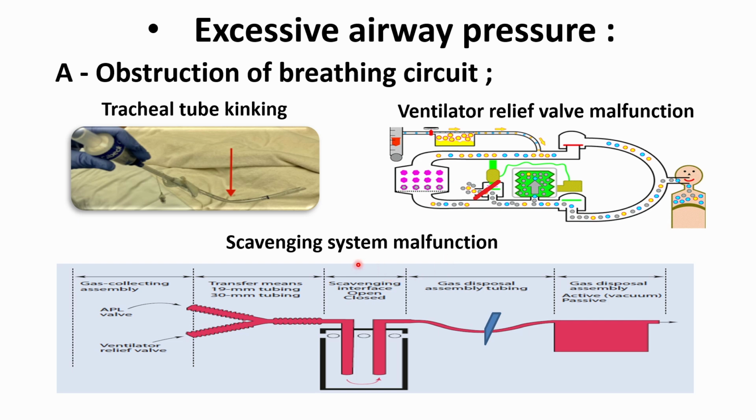We have something called sub-ambient pressure alarm, if we are using an active scavenging system which is causing negative pressure inside the circuit, if this is malfunctioning. We will discuss the scavenging system in a specific lecture of its own, because we have different types of this scavenging system, active and passive, and two mechanisms. But if we have a scavenging system malfunction, we could have excessive airway pressure or we could have low airway pressure.